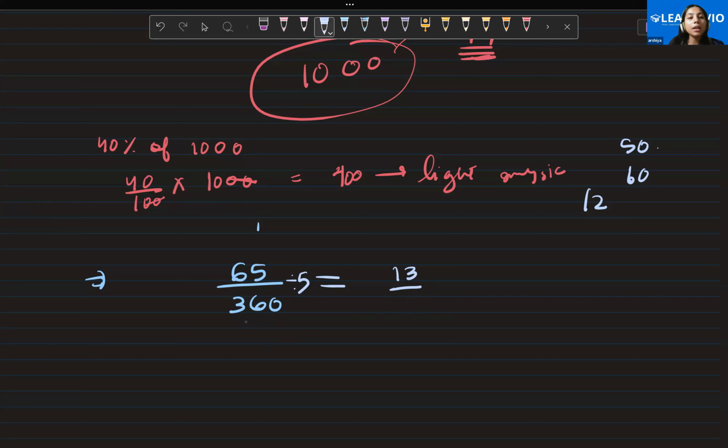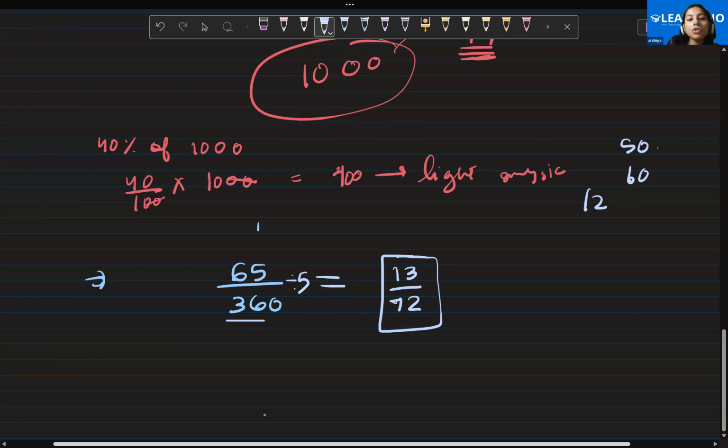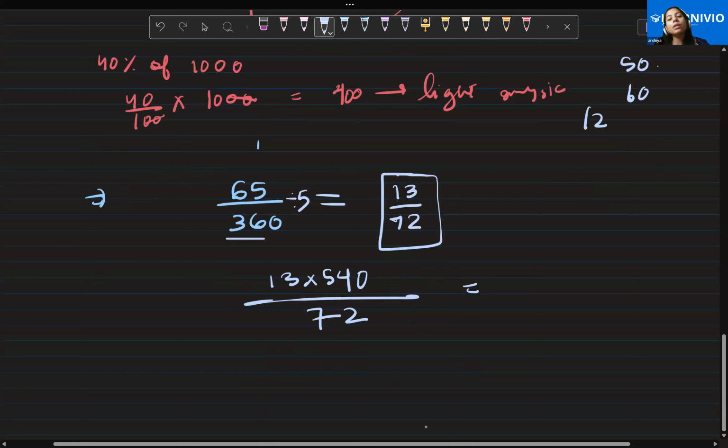See, Hafsa, look at the screen. 36 is not in 5's table, but 35 is. And how many times? 7. Balance will be 1, so 10. 10 will go in 2 times. So we will have 72. So I'm going to stop the calculation here on 13 by 72. Now I'll just multiply this by 540. Now I will use 2's table to cancel 72 and 540.